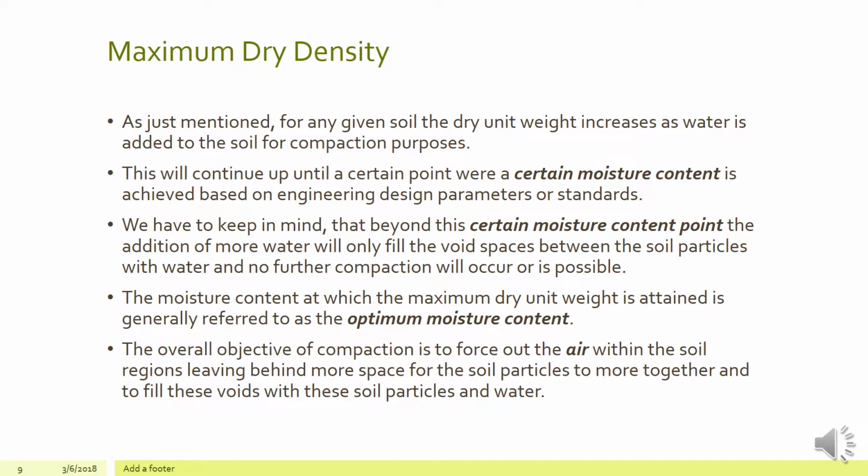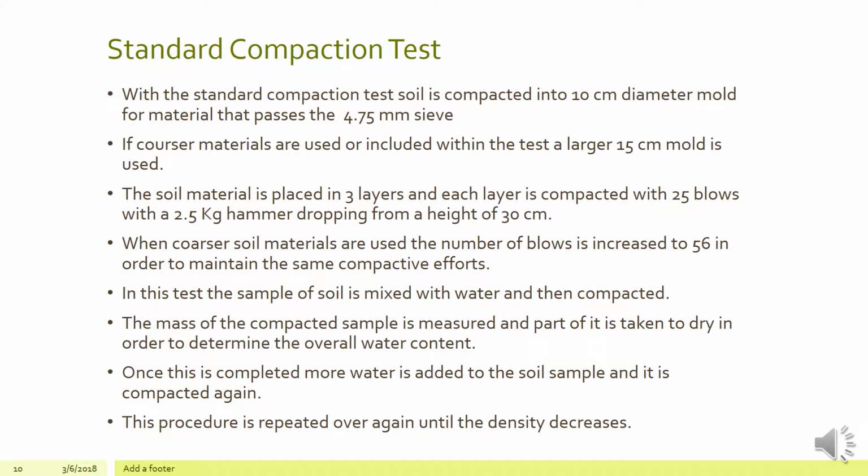And of course, once we do that, we increase the density and the bearing capacity. The standard compaction test: soil is compacted into a 10 centimeter diameter mold for material that passes the 4.75 millimeter sieve. If coarser materials are included with the test, a larger 15 centimeter mold is used.